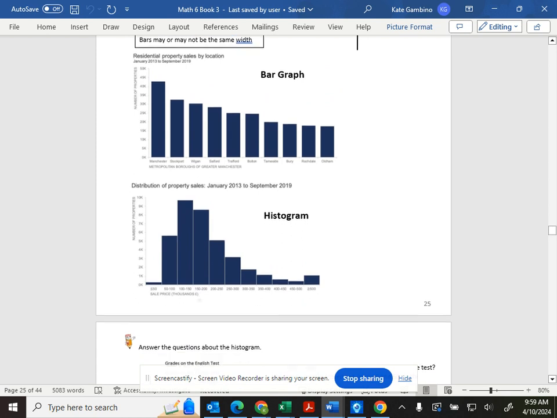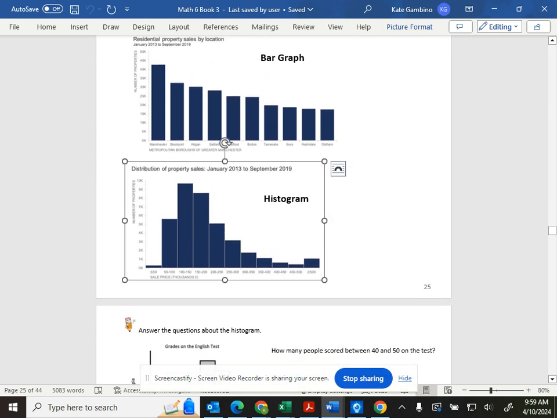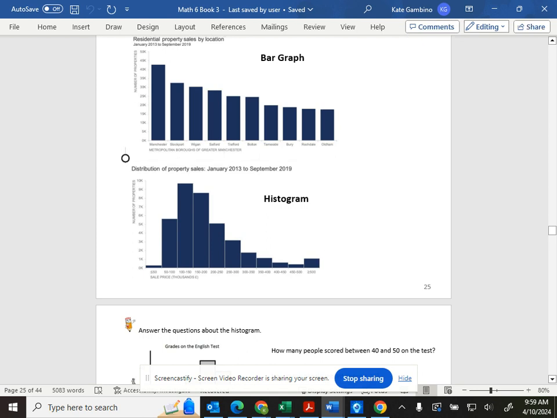We have our bar graph and our histogram. On our bar graph here, it's residential property sales by location. We have the numbers of properties going up, how many properties there are, and we have the locations. Okay. So we have Manchester and Stockport and Wigan and Salford and Trafford.